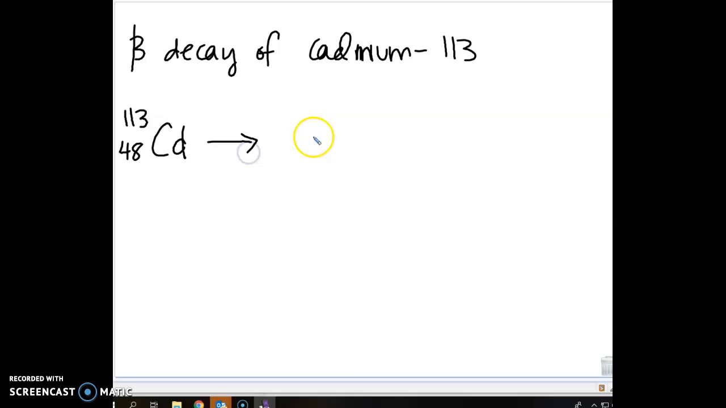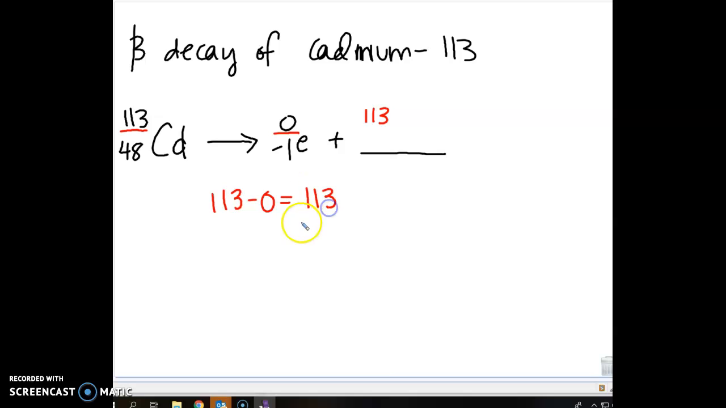I've got a beta decay, so I look at my cheat sheet and I see that a beta decay is really the equivalent of an electron, and then I've got to figure out my missing element. So I have 113 over here, 0 here, so my mass number is going to stay 113, because 113 minus 0 is equal to 113.